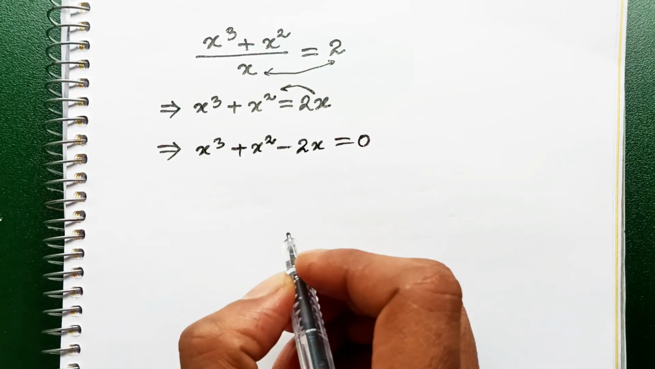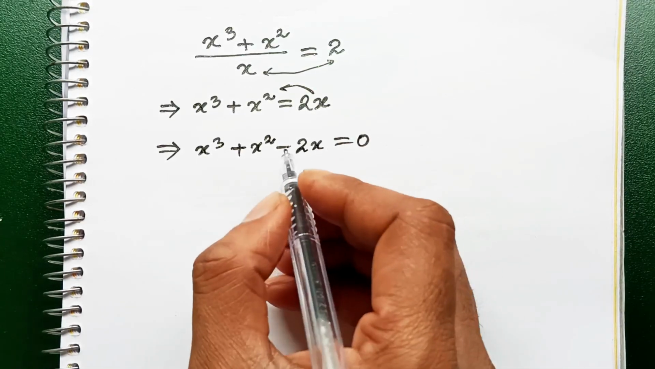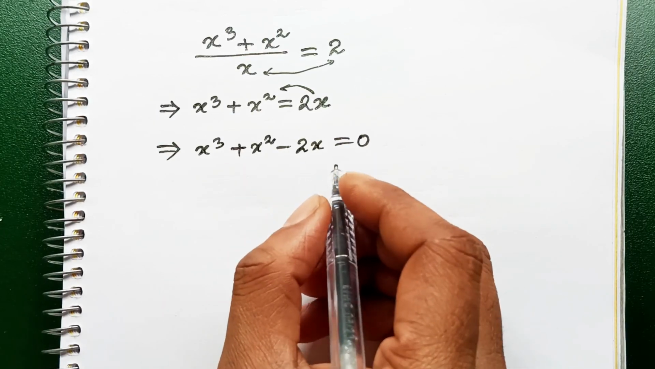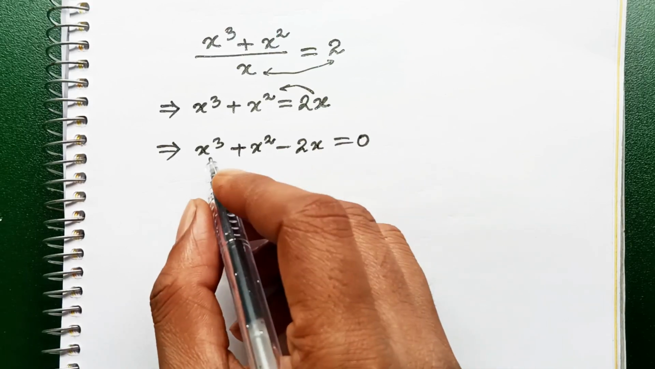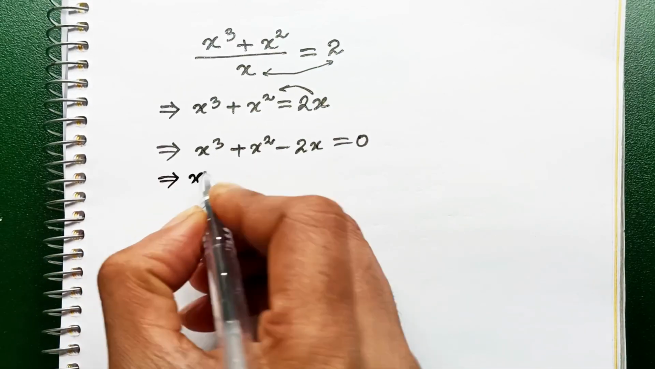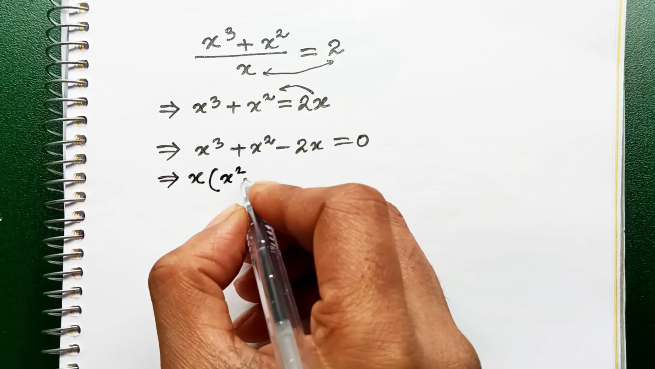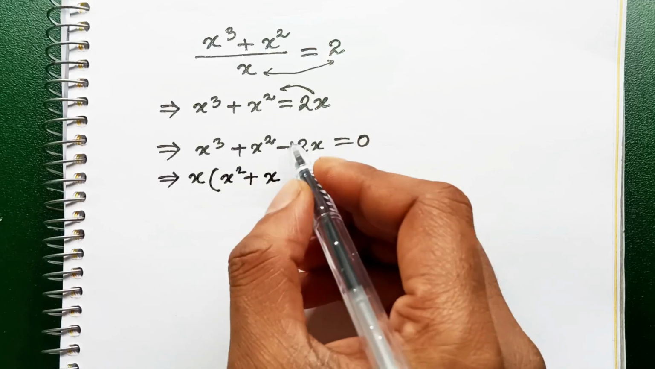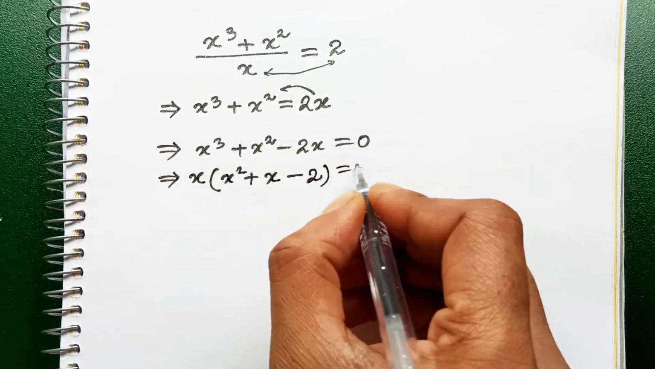And if you pause for a second and scan the terms, you'll notice something important, which is that every single term here has an x in it. That is a clear signal that we can factor out an x from the whole group. So we pull that x out front and see what remains inside the parentheses. From x cubed, we have x squared left. From x squared, we have a positive x left. And from minus 2x, we are left with just minus 2. And all of that is equal to 0.